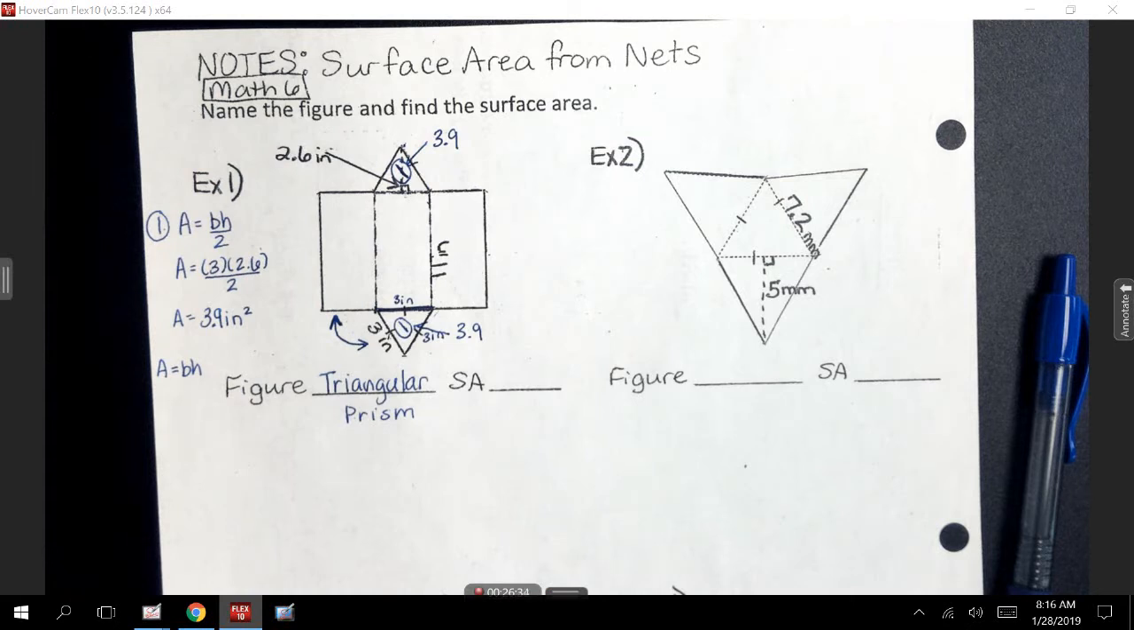Yes, sir. I thought it would be A equals LW. We can do A equals LW. I'm sorry. Thank you. Good call.